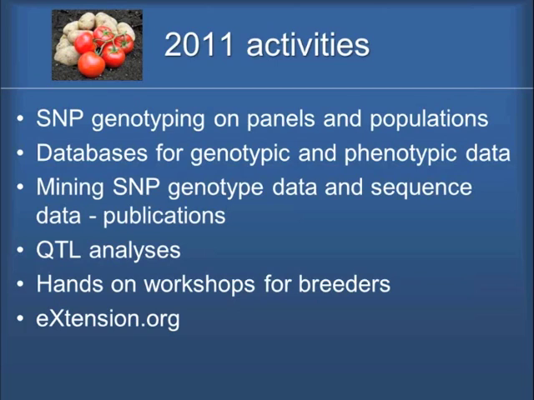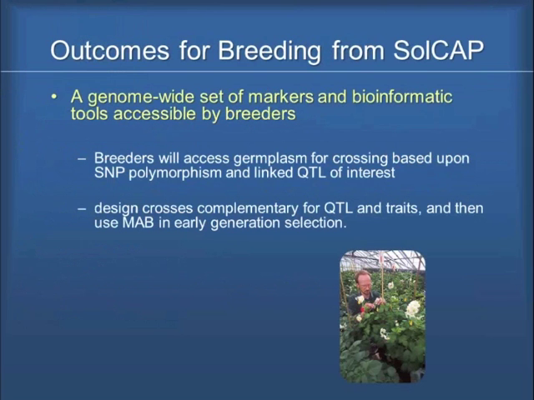This is a place where you should be able to find some of this information that might help you move forward. It should be a resource for the breeders, not just the potato breeding and tomato breeding community, but breeders in general, where you can find information that would be helpful to you. I think you can capture it in this one line: the outcome of SolCAP is a genome-wide set of markers and bioinformatic tools accessible by the breeders. So we're moving towards that accessibility. I think the tools are being developed, and I'm quite excited.